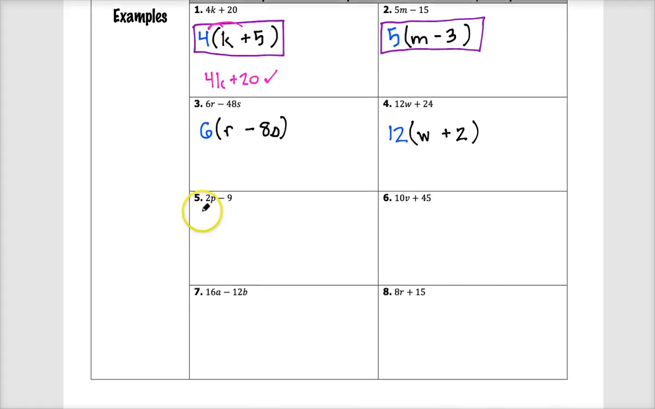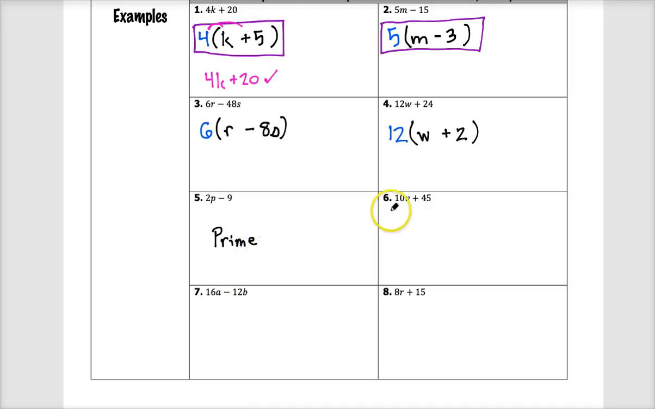For number 5, I have 2p minus 9. Well, if you look at 2 and 9, the only GCF of 2 and 9 is 1, and it's kind of silly to write a 1 on the outside of your parentheses because we know from our identity property of multiplication that anything times 1 is itself. So anytime your GCF of your coefficients is 1, that just means that your expression is prime. We cannot factor that expression, so we just write the word prime.